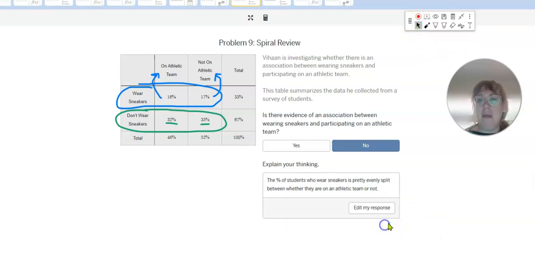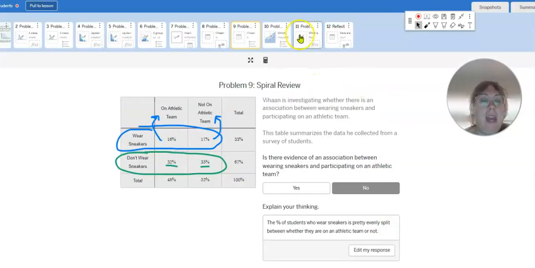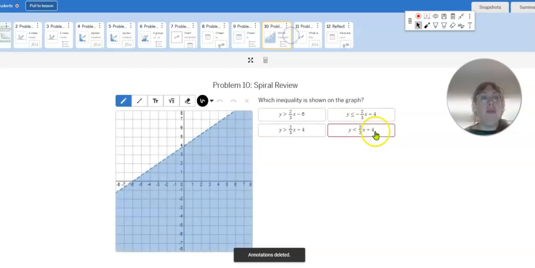It doesn't really seem like there is an association between sneakers and athletic teams. It seems like they're pretty split. Beautiful. Okay, let's look at the next slide. We got 2 more here.